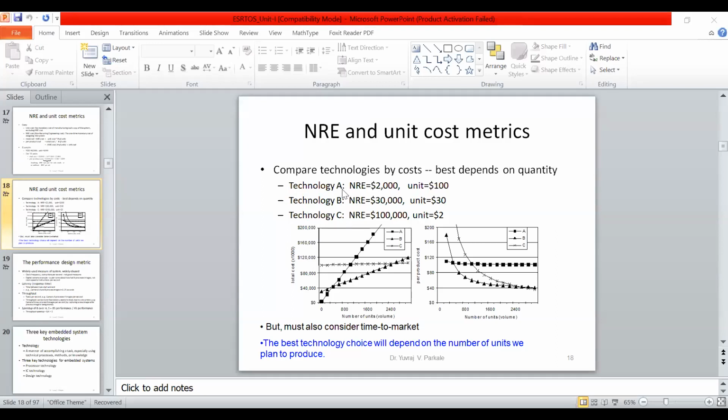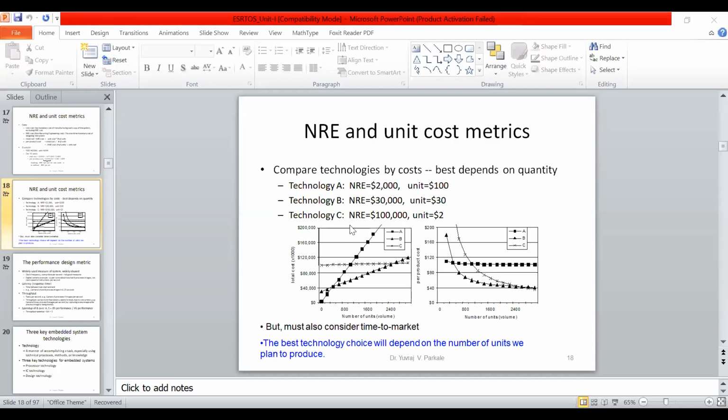Now, technology A, NRE cost, that is the design cost of your embedded product, is $2,000, whereas the unit cost is $100. If you use technology B, then your NRE cost is $30,000 and the unit cost is only $30. If you use technology C, the NRE cost is $1 lakh, while unit cost is only $2. Just see, this is the example. You have three technologies available to manufacture your product.